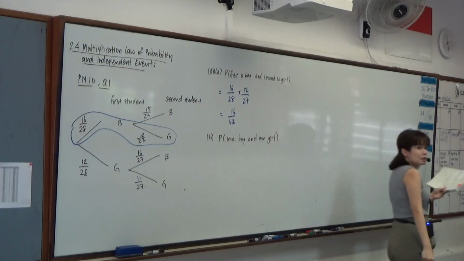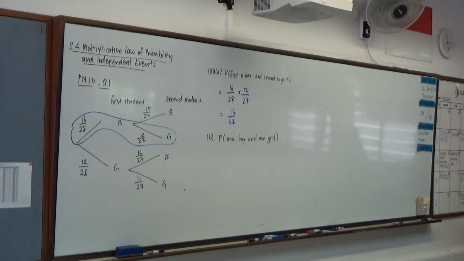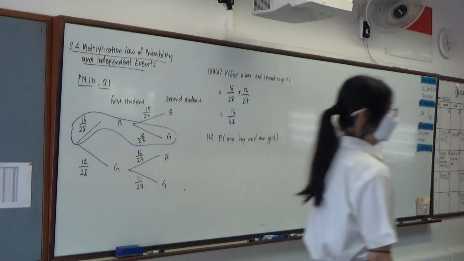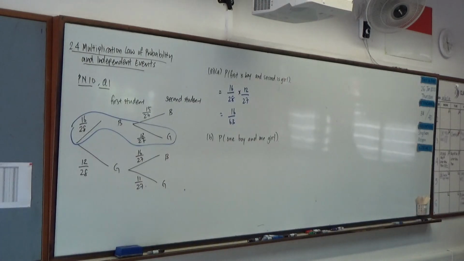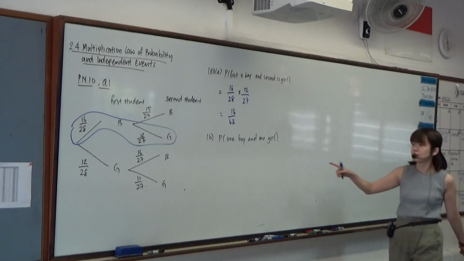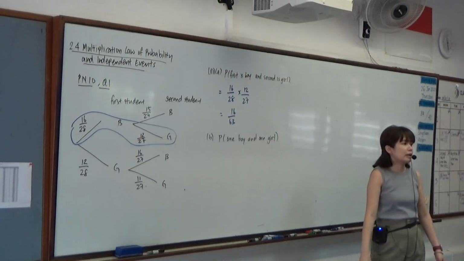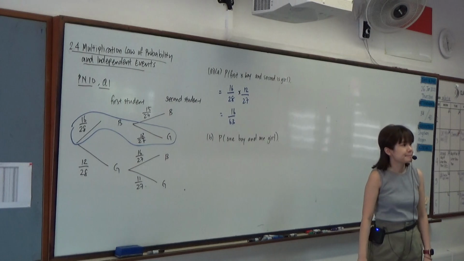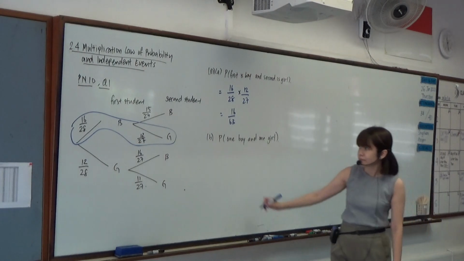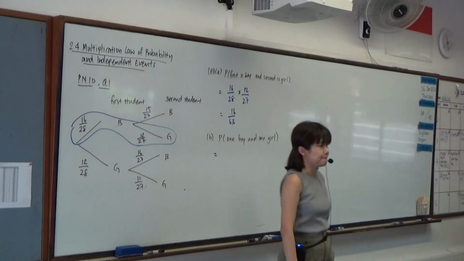Okay, so taking a look at part B, it wants us to find the probability where one student is a boy while the other student is a girl. So how should we go about finding out this probability? Liwi, could you give me an answer? Probability of one boy and one girl. Tell me the working, please.